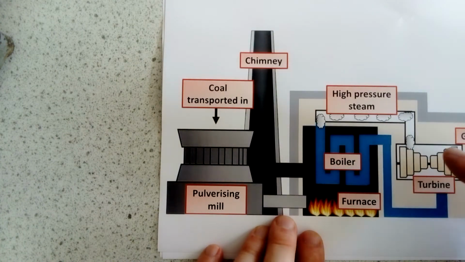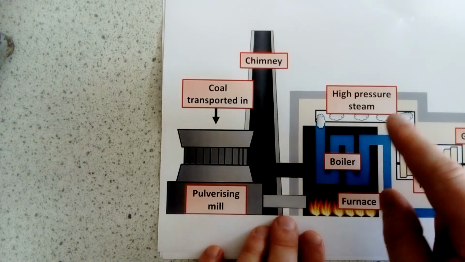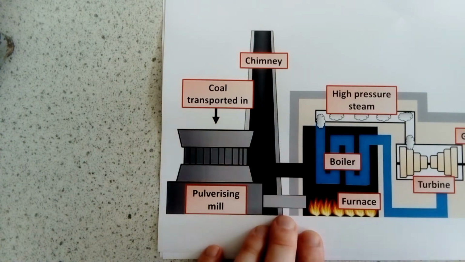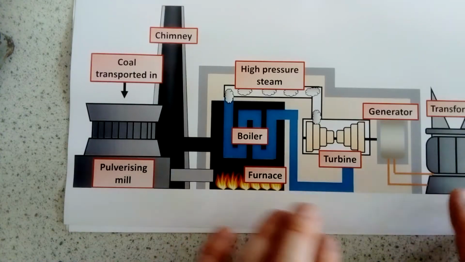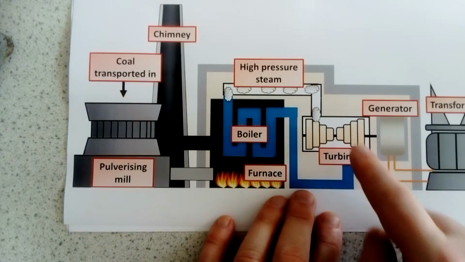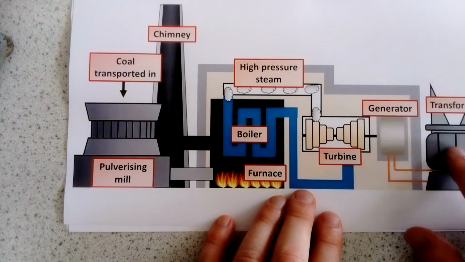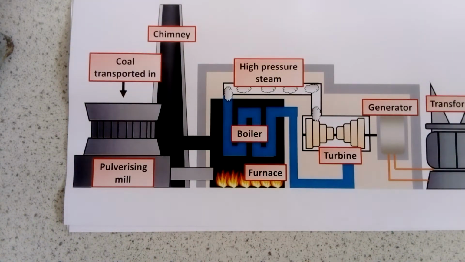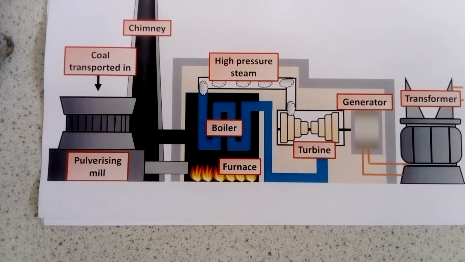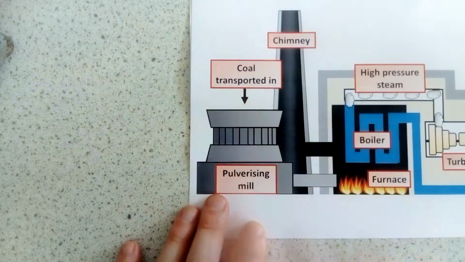That high pressure steam is then condensed back down into water and is fed back into the boiler, because it takes a lot less energy, so it saves money, if we boil warm water rather than cold water. The spinning turbine spins the generator, which generates electricity, which is then stepped up, so the voltage is increased in the transformer before it's transmitted around the country. Any waste gases from the furnace go up through the chimney.